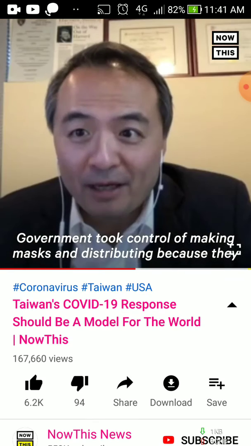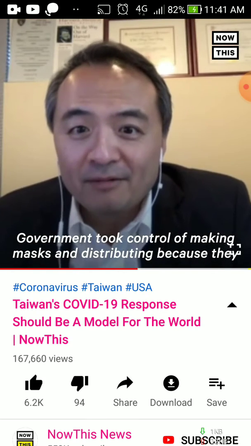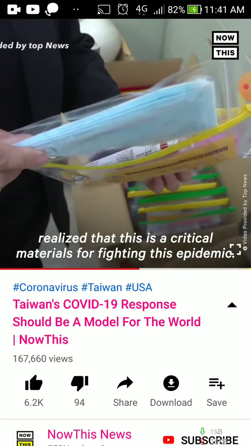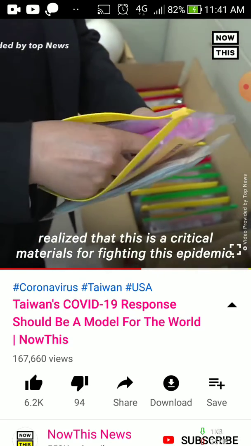Government took control of making masks and distribute them because they realized that this is a critical material for fighting this epidemic.